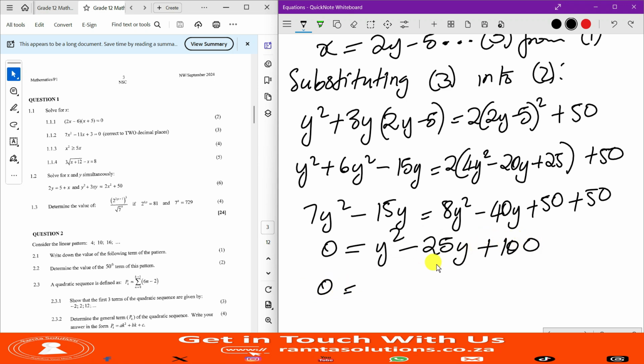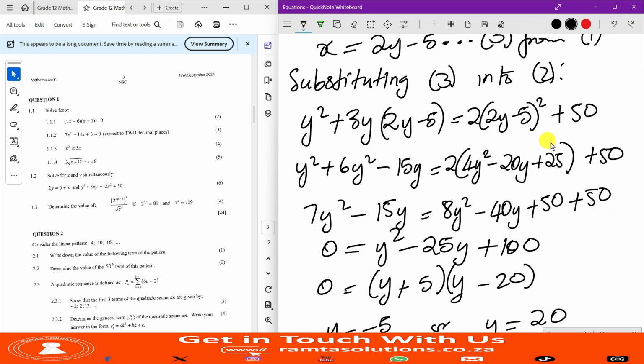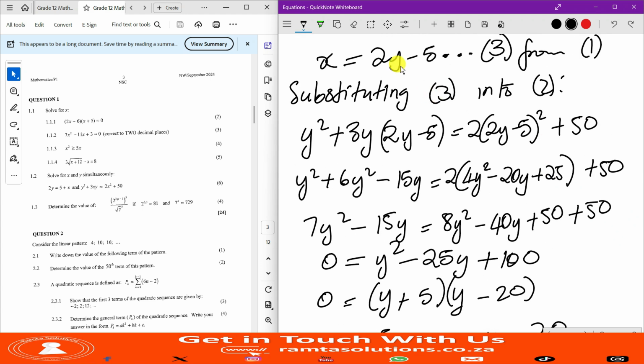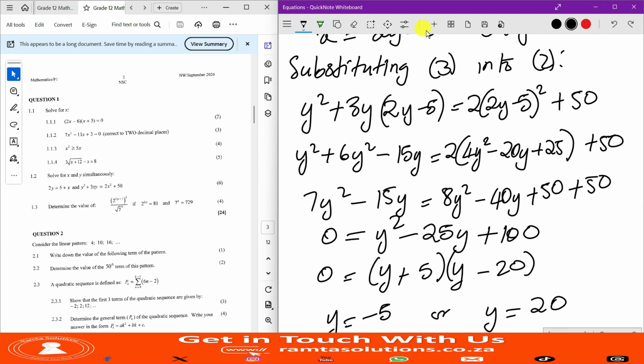Then 0 equals, we can factorize 25, 20 times 5. y minus 5, y minus 20. So the bigger must be negative, but it must be positive 5. So it will then be y equals negative 5 or y equals 20. Then you substitute this value into equation 3. Remember, equation 3 was 2y minus 5, right?